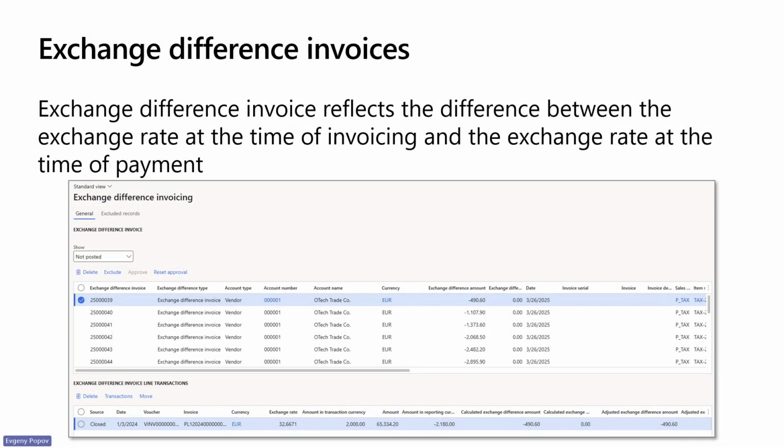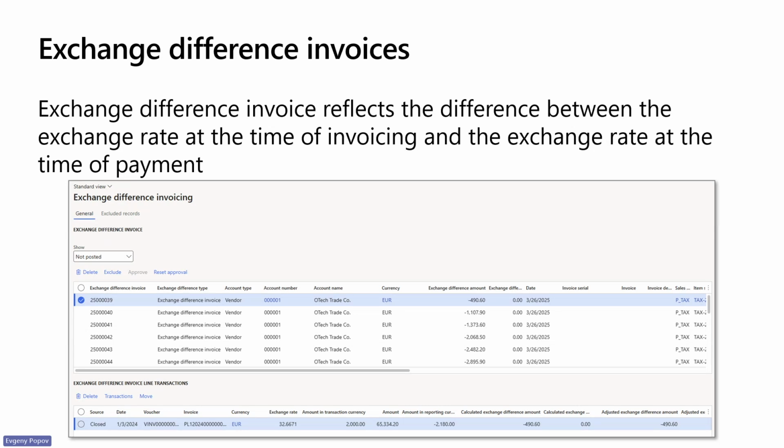As mentioned before, the purpose of the exchange difference invoicing functionality is to address the discrepancies caused by the floating exchange rate system in Turkey. This system results in different exchange rates at the time of invoicing and payment, leading to variations in the amount in Turkish lira, even if the foreign exchange amount remains the same.